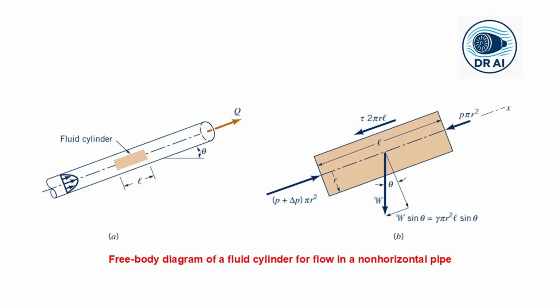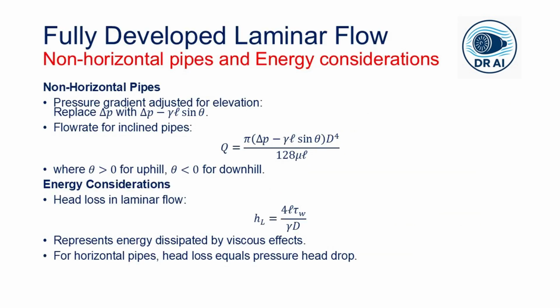If you go through the force balance again, you will find that you can account for this simply by replacing the pressure drop delta P with an effective driving force, which is delta P minus gamma L sine theta, where gamma is the specific weight. If the flow is downhill, which means theta is negative, gravity helps and you need a smaller pressure drop. But if it is uphill, gravity fights you and you need a larger pressure drop. This leads to more general forms, but the core physics is the same.